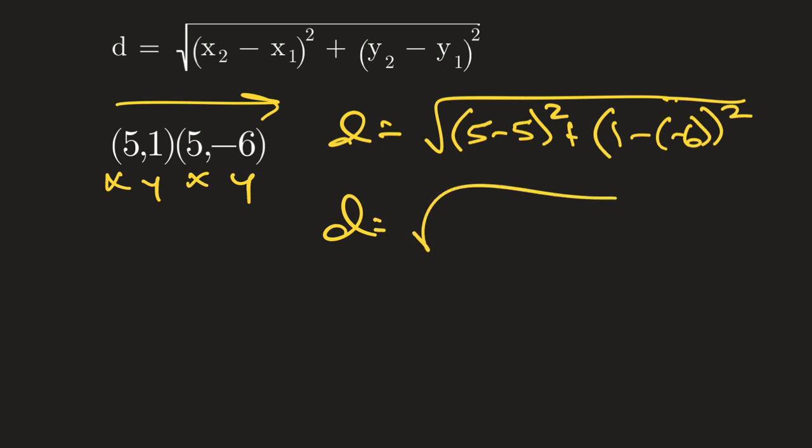Well, 5 minus 5 is 0. Love it. We like 0. What about 1 minus negative 6? What does 1 minus negative 6 really become? 1 plus 6, which would be 7. Again, just be careful. Watch those things.